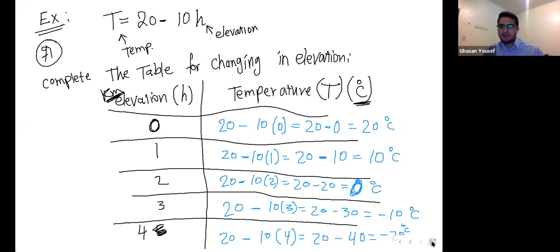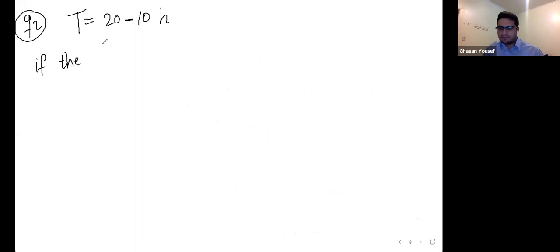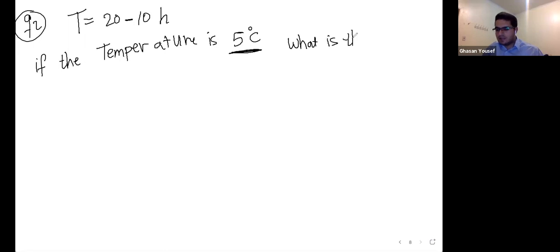Okay, let's go to question number 2 for this formula. Again, T equals 20 minus 10h. So the question is, if the temperature is 5 Celsius, they give me the temperature, it's 5 Celsius. The question is, what is the elevation? So what is the height when the temperature is 5 Celsius?